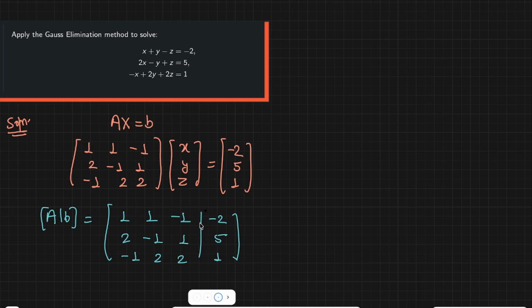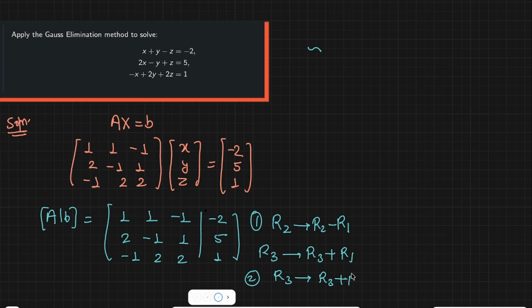Now convert this augmented matrix into row echelon form. I am writing the operations which you will apply. In the first step, apply R2 interchange R2 minus 2R1 and R3 interchange R3 plus R1. In the second step, apply R3 interchange R3 plus R2, and you will get [1 1 -1 | -2; 0 -3 3 | 9; 0 0 4 | -1]. This is what we can call the echelon form.